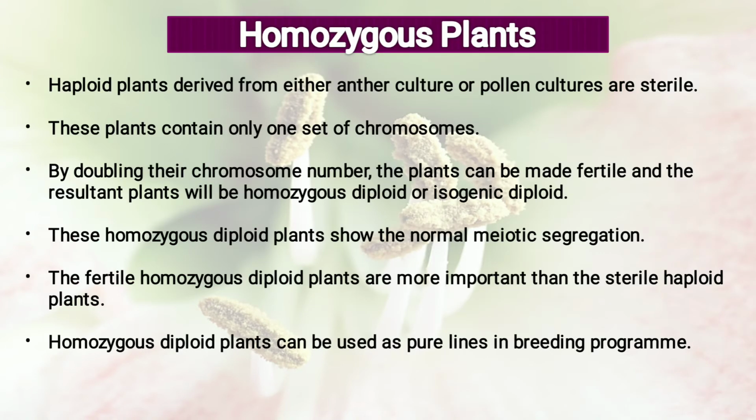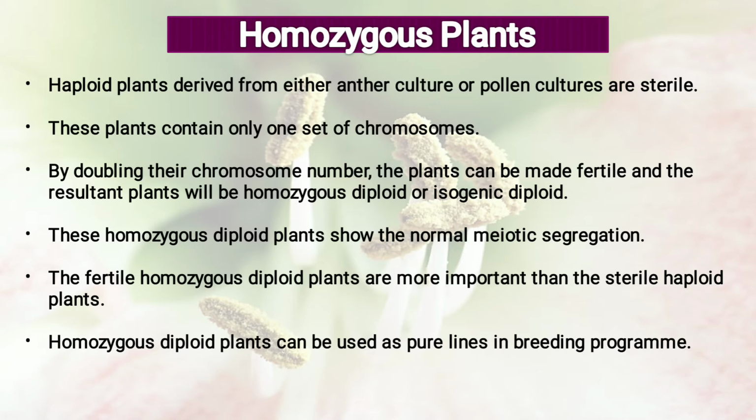Homozygous plants means the haploid plants. You get the haploid plants from the anther or the pollen cultures. In the last lectures we discussed the whole procedure of anther culture. In this lecture we discuss how to get the haploid, what is meant by haploid and its significance.